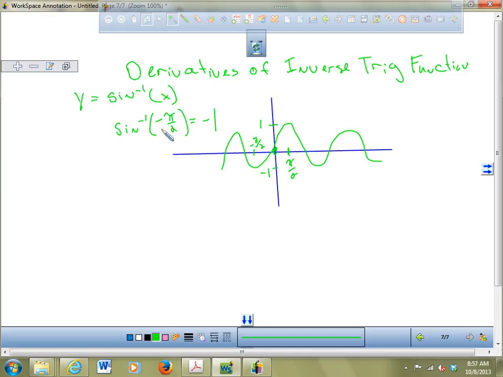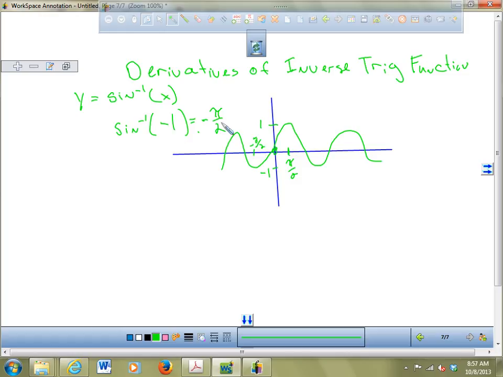So that's saying what is the... that's wrong, okay? That's wrong. The inverse sine of negative 1 is negative pi over 2. It's saying what angle has a sine of negative 1, right?